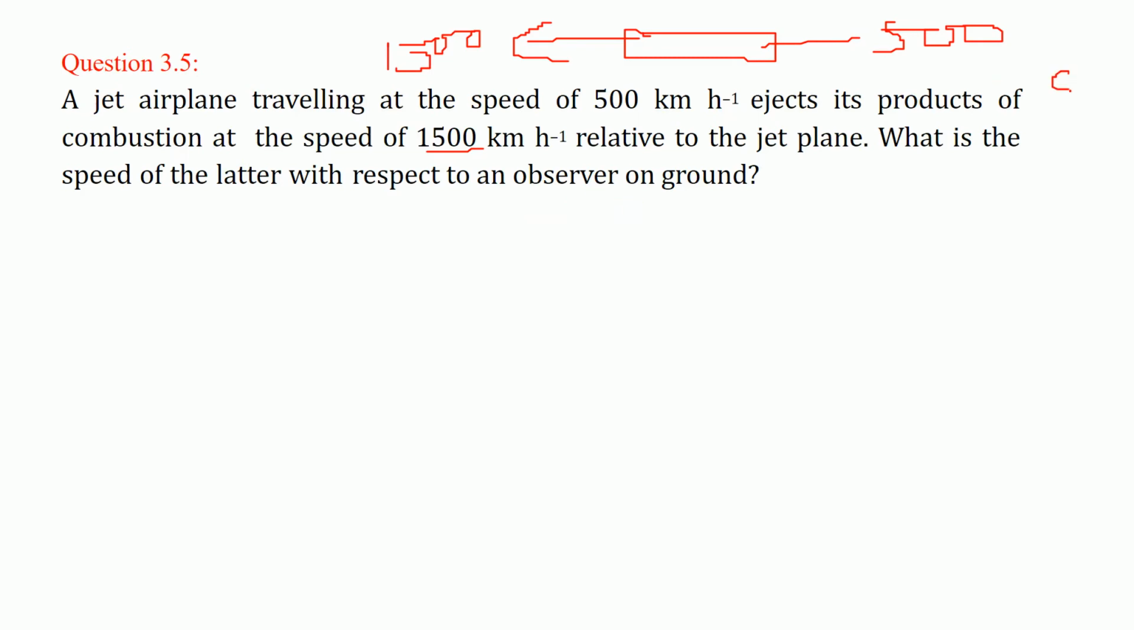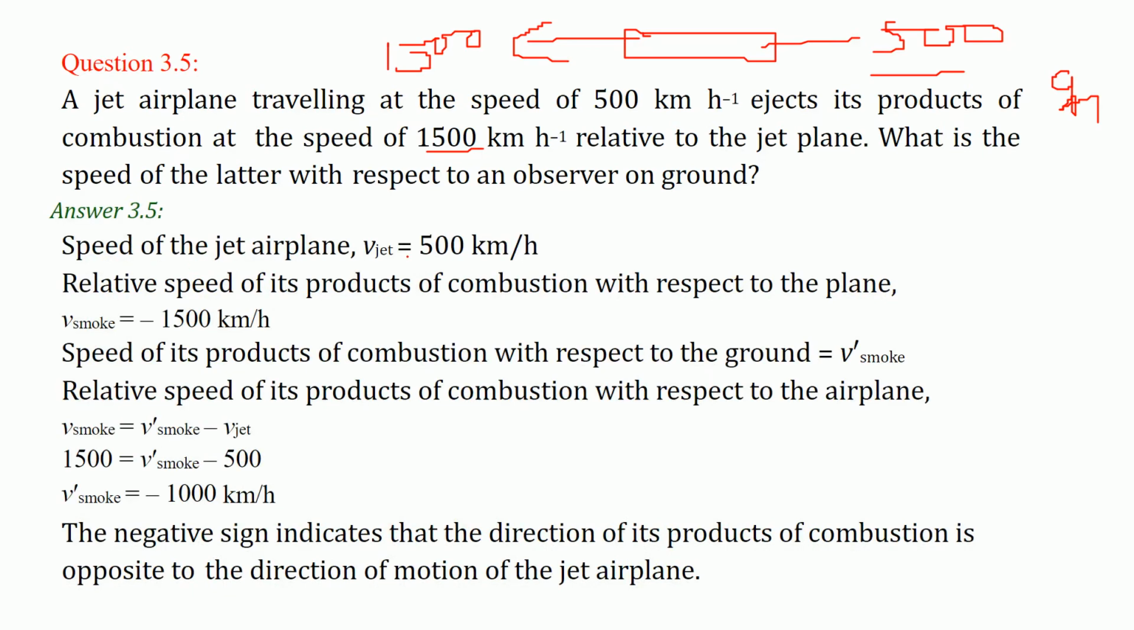So when the observer is here, he sees that this is going at 1500 and this is at 500, so there will be a difference of these two. The speed of the jet airplane is given as 500 km an hour, but if this is plus, this has to be negative. So this is the relative speed of the product. The product coming out of combustion with respect to the plane will be what? If this is plus, this has to be taken minus. So the smoke will be minus 1500 km an hour.